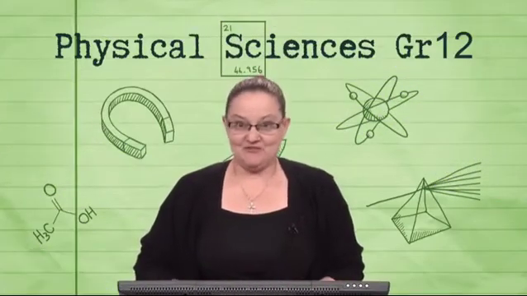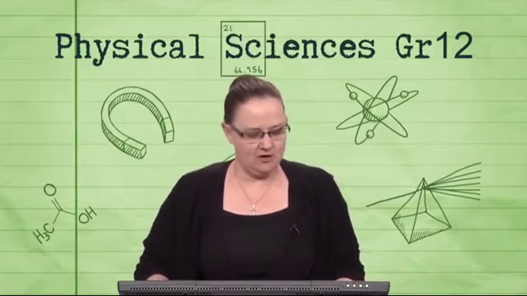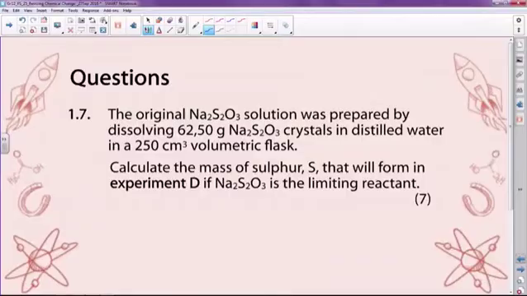Welcome back. Grade 12. So now we're going to get to the section which I know you guys struggle with, but it's going to be asked. So now they tell you that the original Na2S2O3 solution was prepared by dissolving 62,5 grams of sodium thiosulfate crystals in distilled water in a 250 centimeter cubed volumetric flask. Calculate the mass of sulfur that will be formed in experiment D.